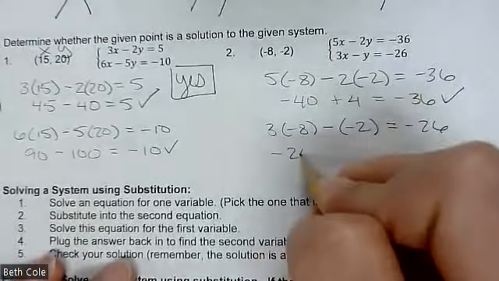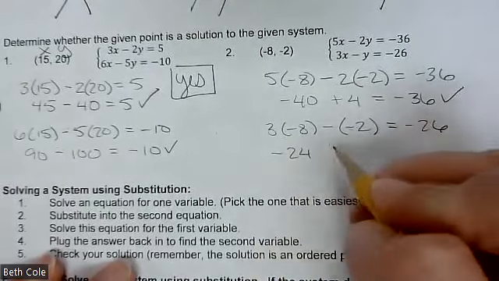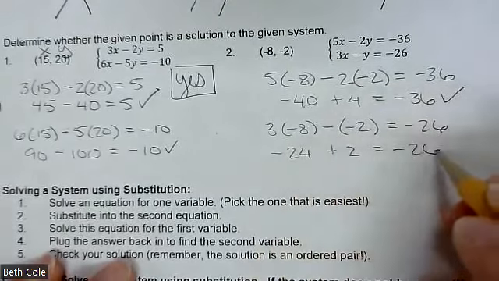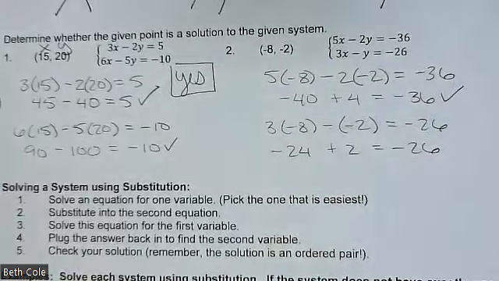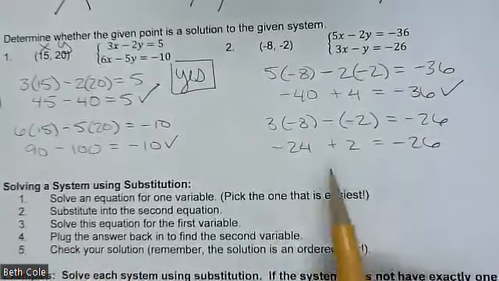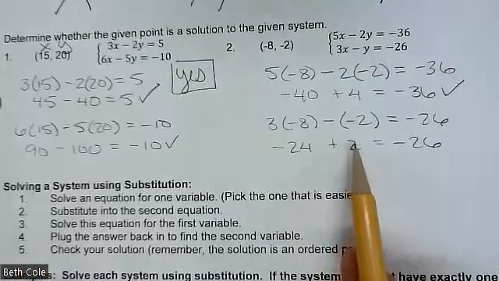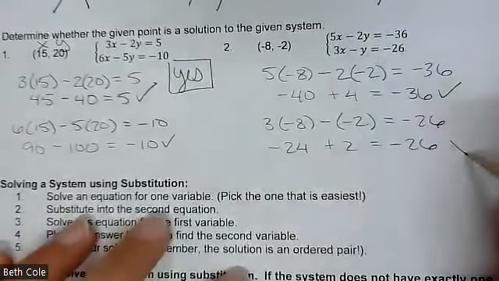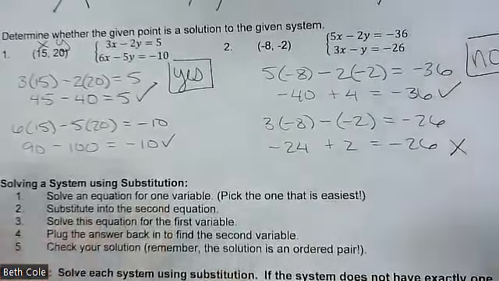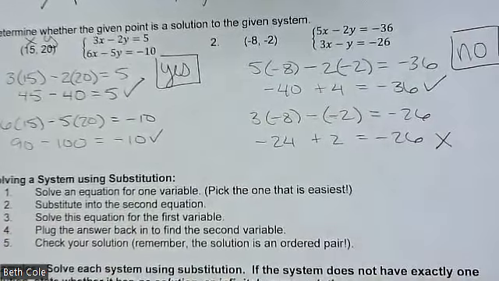So negative 24 plus 2. Does that equal negative 26? No. Negative 24 plus 2 would be negative 22. Good. So the answer is no. So the takeaway there is you have to check them both.